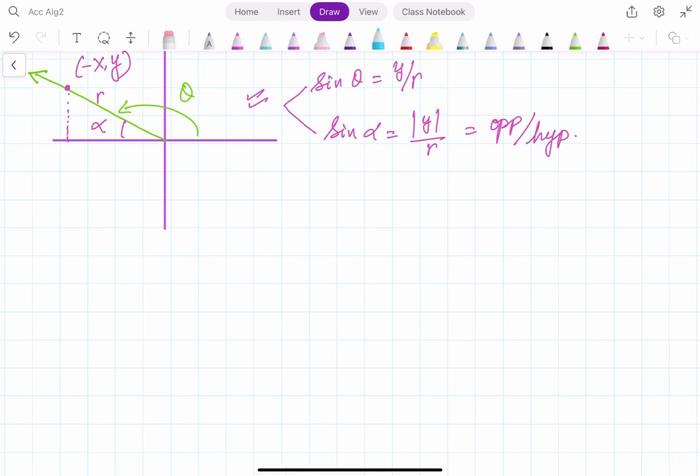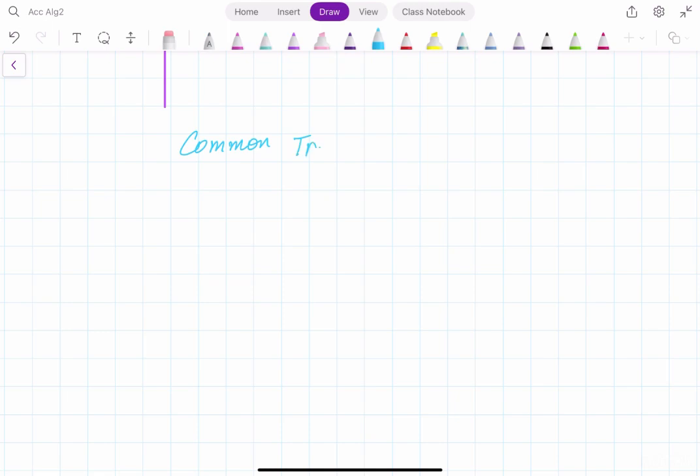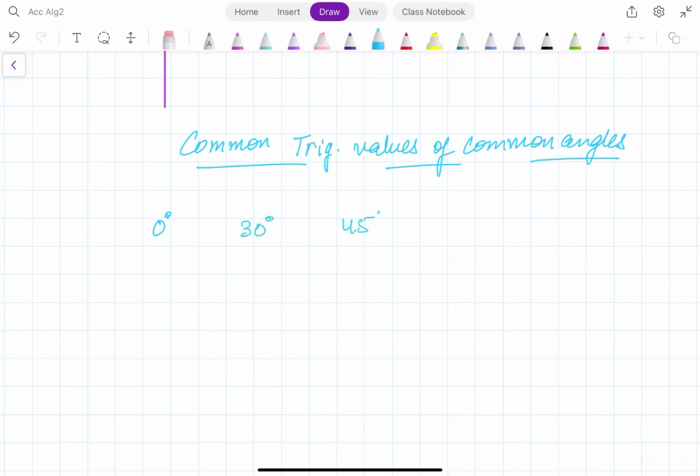Now, common trig values of common angles. So let me make a table, and it is a good idea to understand this table. So 0 degrees, 30 degrees, 45, 60, and 90. These are common angles for the first quadrant.